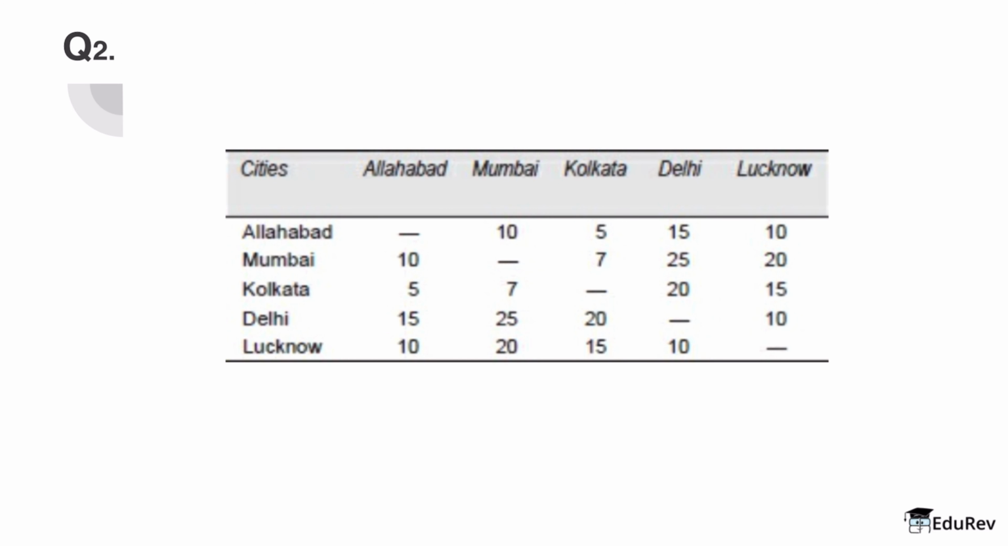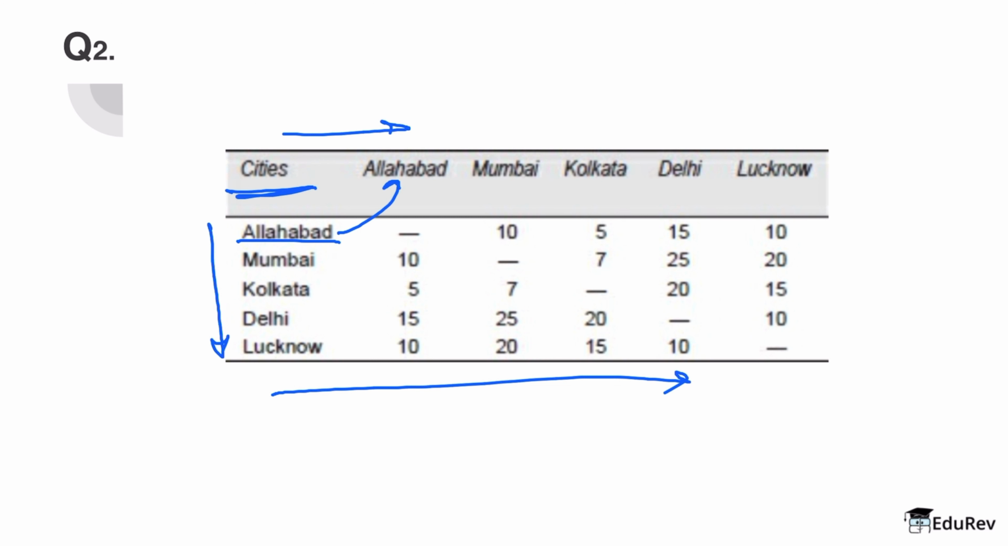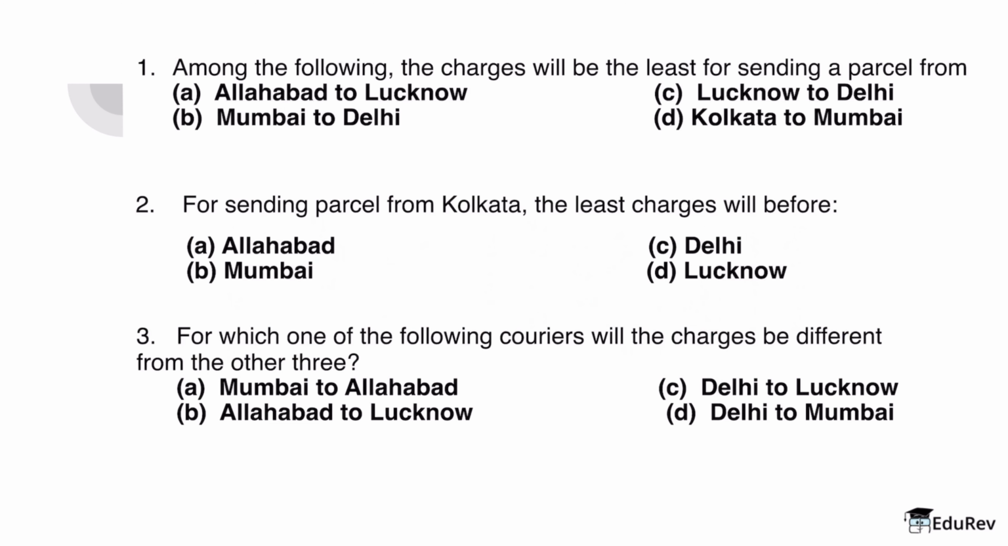So in this question, what are we given? We are given cities, and here also we are given cities. So what do we have to do in this question? There are parcels and the cost of sending a parcel from one city to another. So we have to solve questions based on this table. These are the cities: Allahabad to Allahabad, how many packages, then Mumbai to Allahabad, Mumbai to Mumbai, Mumbai to Kolkata, Mumbai to Delhi, and Mumbai to Lucknow, and similarly. Alright, so let's solve questions.